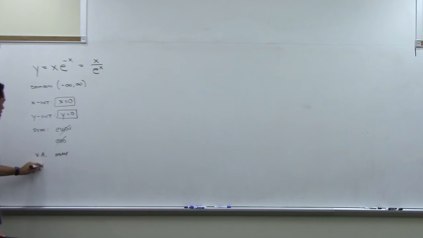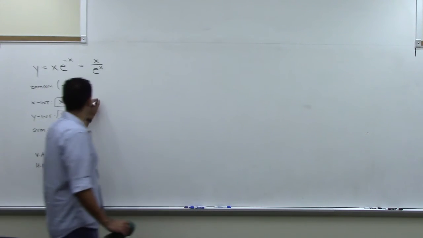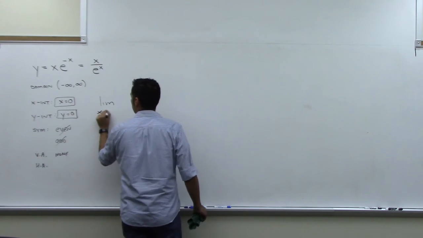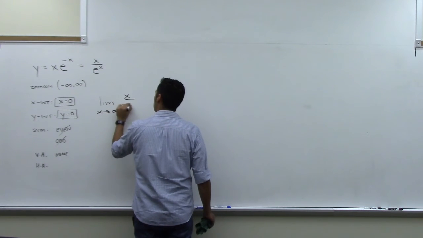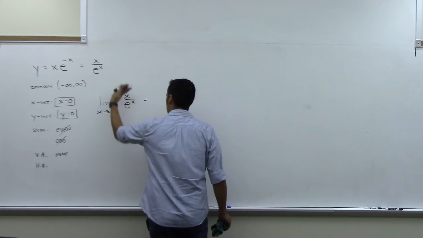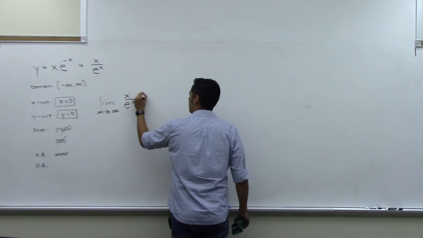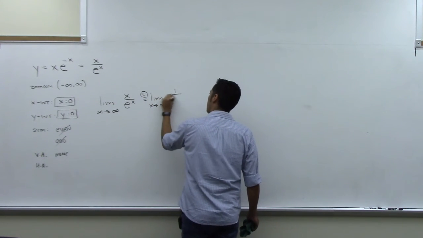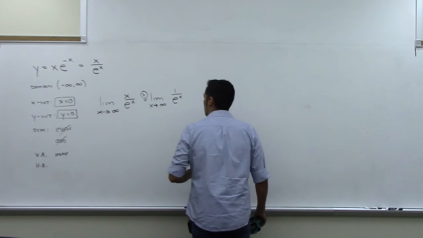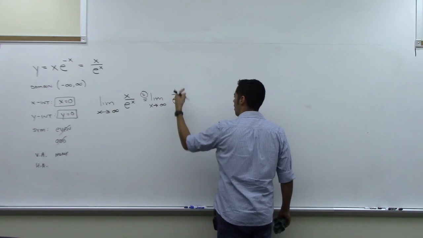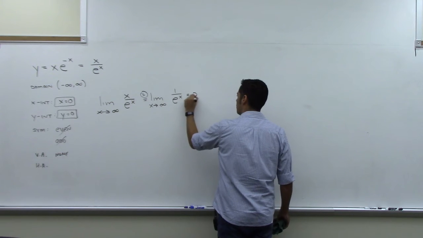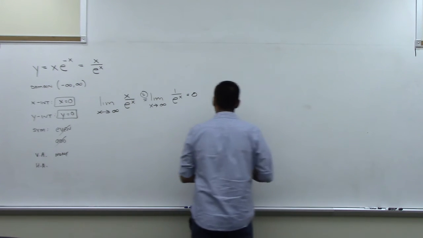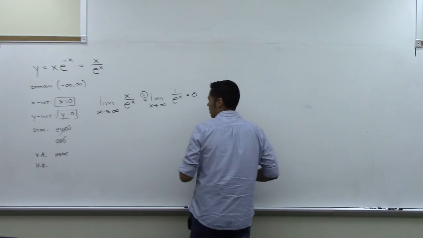Horizontal asymptotes, now that I'm going to have to work on. I need to take the limit as x goes to infinity first of x over e to the x. I get infinity over infinity, which means I can use L'Hopital's rule. Take derivative of the top over derivative of the bottom. And now do the limit again, and we get 1 over infinity, which goes to 0. So I know as I go out the right side, I'm going to flatten out towards the x-axis.